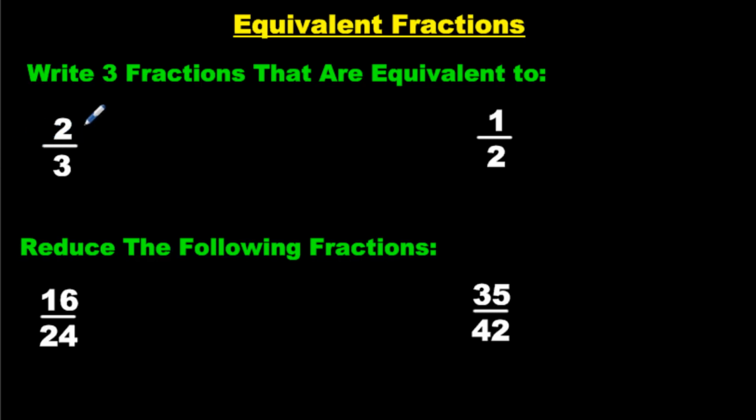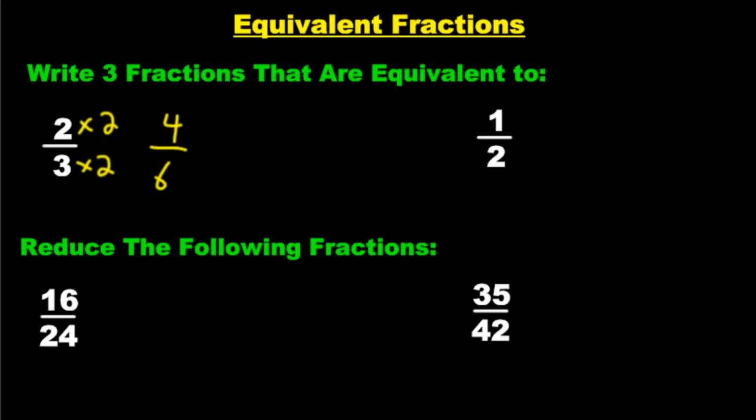Let's create 3 fractions, like it's asking us to do, that are equivalent to 2/3. Well, one thing I can do is multiply this by, say, 2. And I have to do the same to the bottom. What I multiply by does not matter. What matters is I do it to both of these numbers. And if I do that, I will get 4/6.